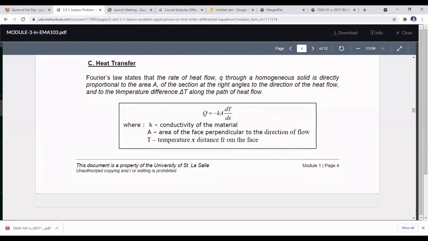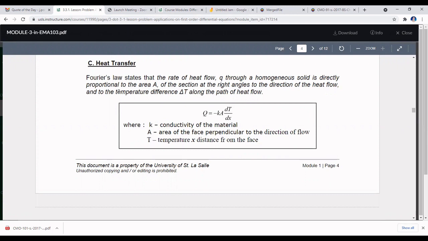Heat transfer by conduction. And our basis here is Fourier's law. According to Fourier, the rate of heat flow, which is represented as Q, to a homogeneous solid object or material is directly proportional to its area, or to the area of the section at right angles to the direction of heat flow.